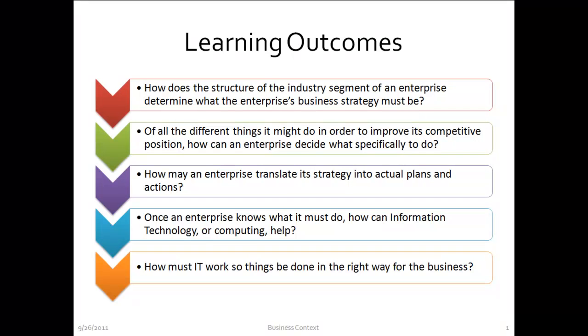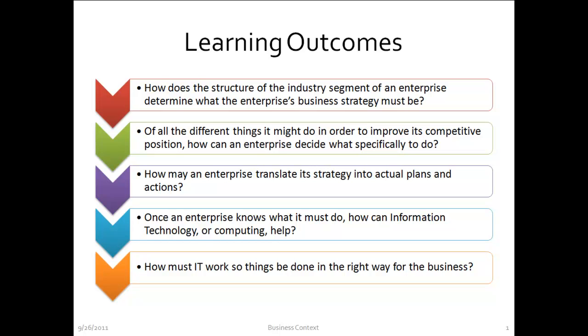The learning outcomes from this lecture are as follows. 1. How does the structure of the industry segment of an enterprise determine what the enterprise's business strategy must be? 2. Of all the different things it might do in order to improve its competitive position, how can an enterprise decide what specifically to do?